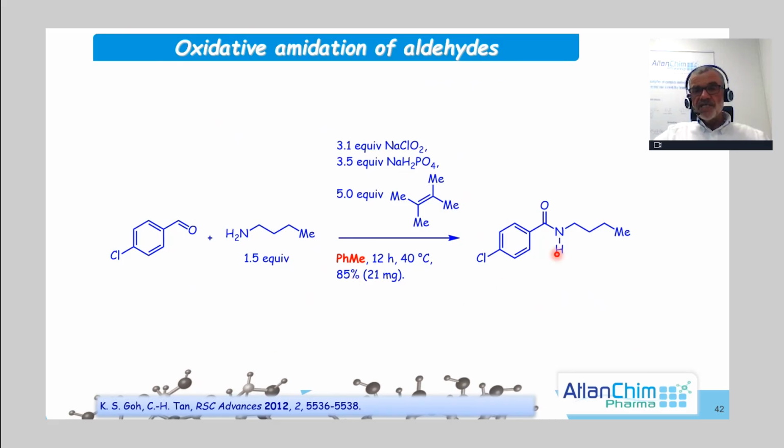As you can see here, the desired amide is obtained in good yield, and only 1.5 equivalents of amine were used.